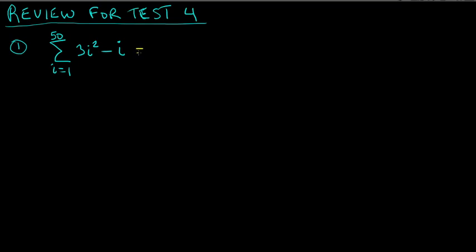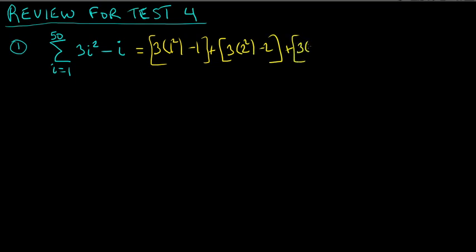So, first of all, let's just write what this is. This is 3 times 1 squared minus 1, right, plus 3 times 2 squared minus 2, plus 3 times 3 squared minus 3, and so on, up until 3 times 50 squared minus 50.